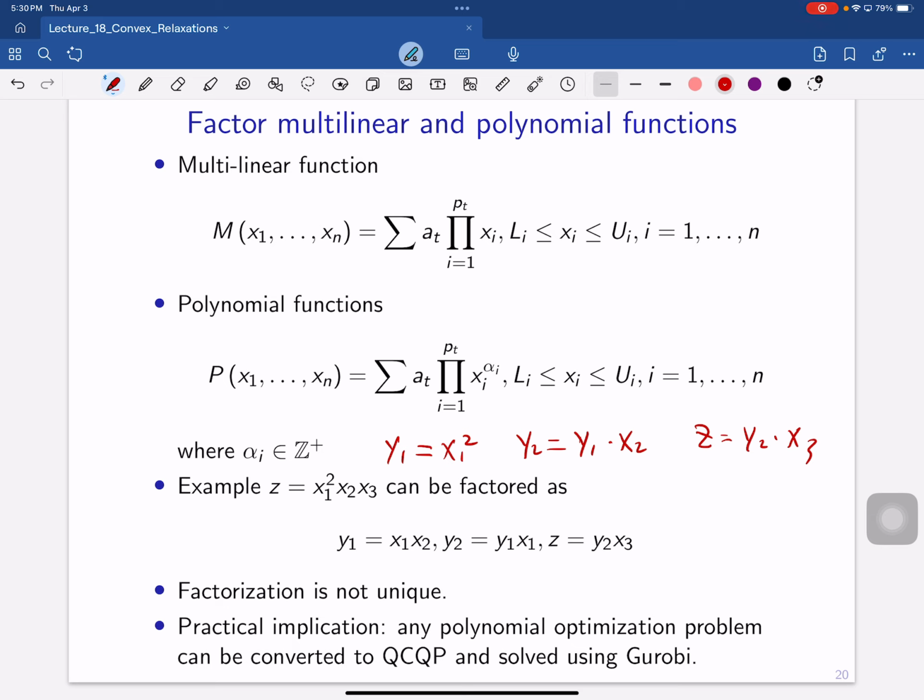Now the practical implication is, if you are interested in solving polynomial optimization problems, the solver will find a so-called good way of factoring that into QCQPs and apply relaxations. There are also special relaxations built for polynomial optimization problems. We will not cover that. You can assume the solver converts the polynomial functions into factored quadratic functions, and then you apply the relaxation you already discovered for quadratic functions.